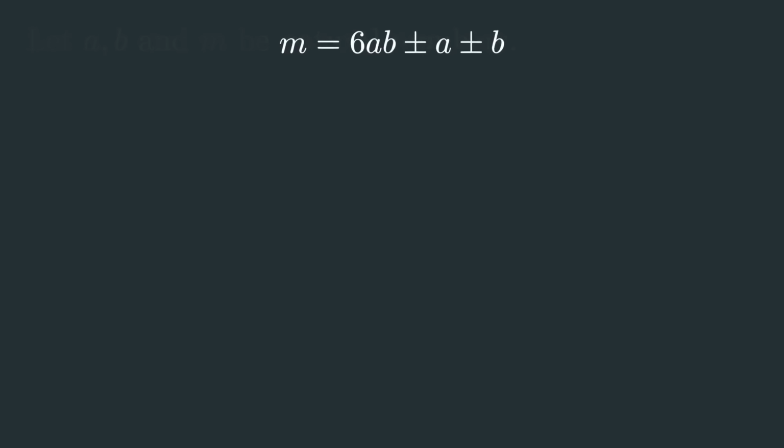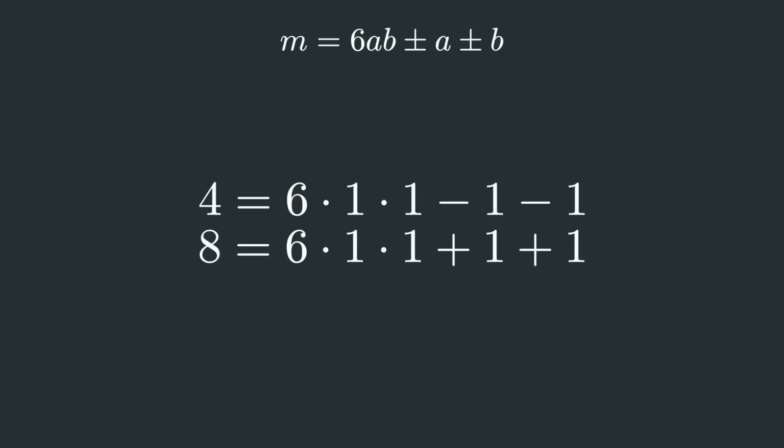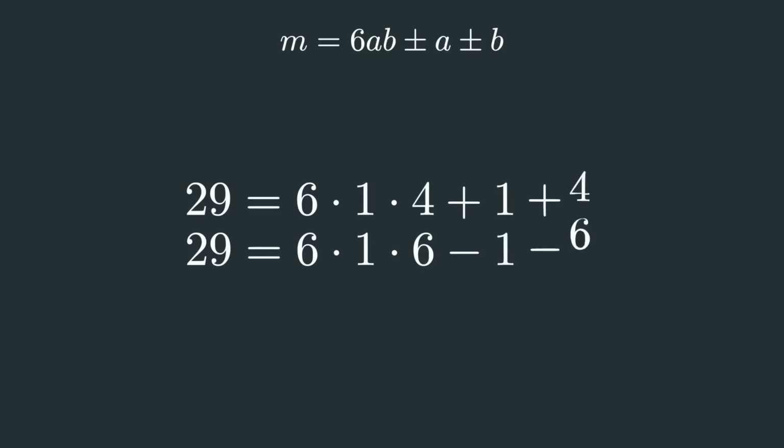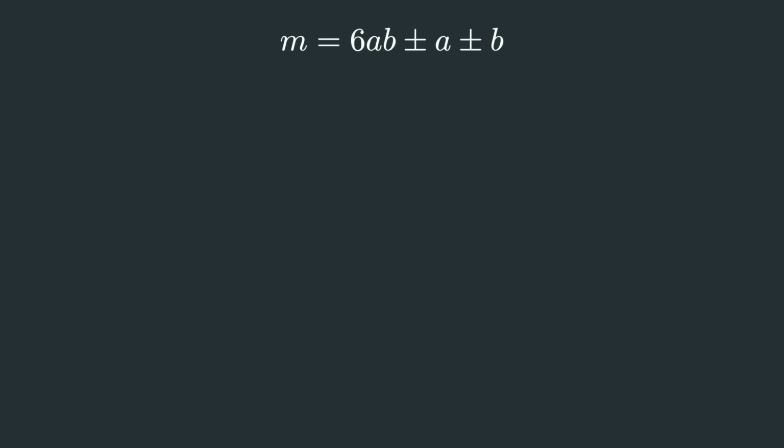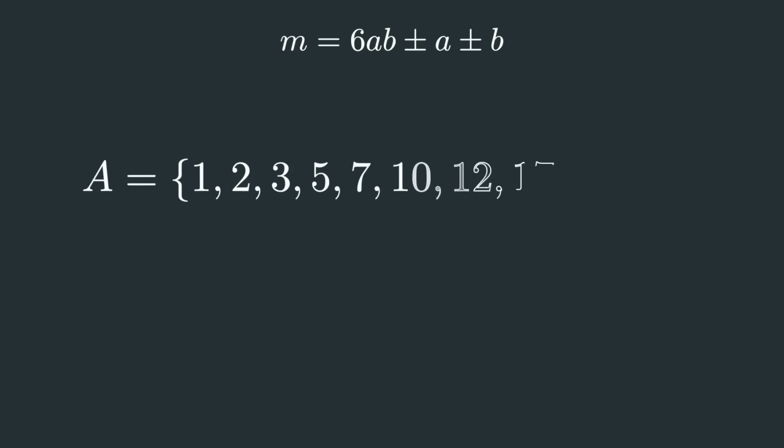A natural question to ask here could be, how many solutions, that is, how many pairs a, b do satisfy the equation for any given m? Sometimes there will be only one solution, like with m equals 4 or m equals 8. Some other times, there will be multiple solutions, a non-trivial example of which would be m equals 29. And sometimes there are just none. In other words, these numbers simply cannot be written as 6ab plus minus a plus minus b.